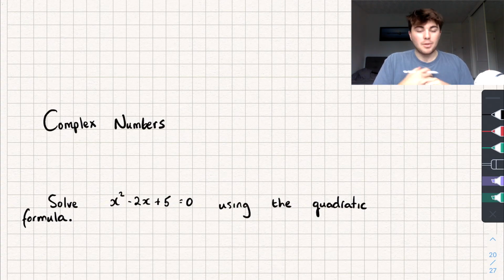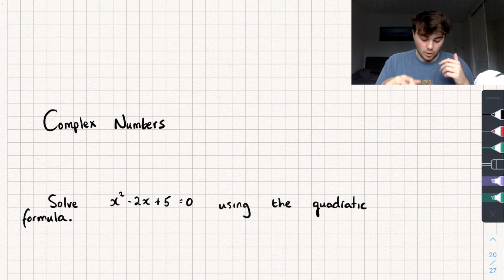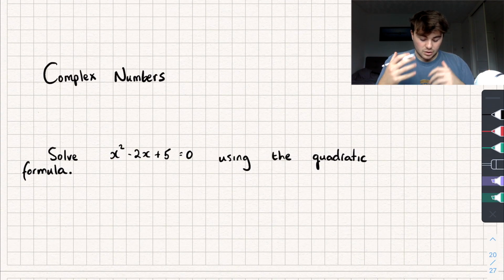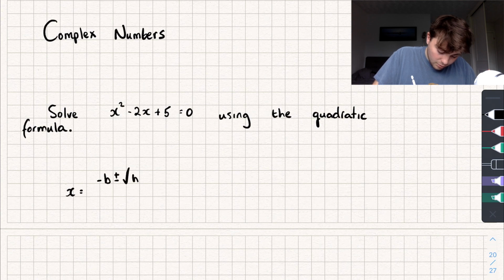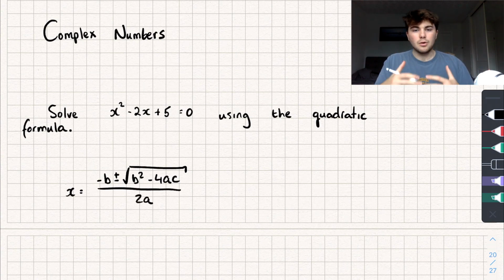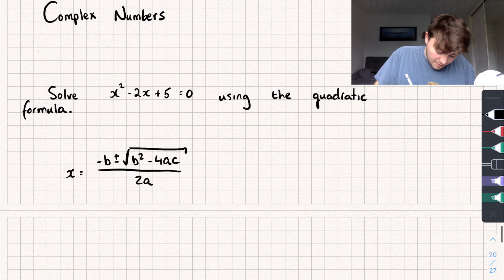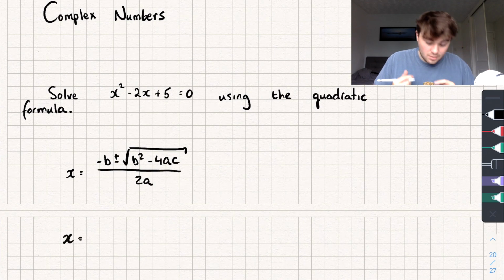The way I'm going to introduce them is through this question: we have to solve x squared minus 2x plus 5 equals 0 using the quadratic formula. So let's make a note of the quadratic formula. It's x equals negative b plus or minus root b squared minus 4ac, all divided by 2a. So let's substitute our values of a, b and c into this quadratic formula to find the solution x.